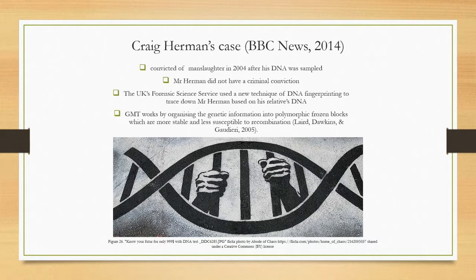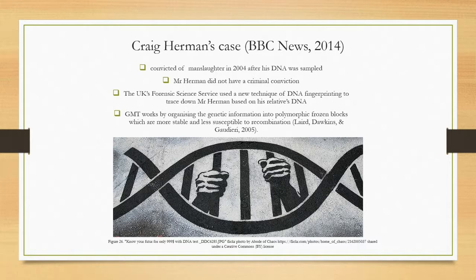Mr. Herman was convicted of manslaughter in 2004 after his DNA was sampled. The blood found on the brick thrown at the victim's car was compared using a national database, and initially no matches were found, as Mr. Herman did not have a criminal conviction. But one of his relatives did, and that's what the UK Forensic Science Service did. They used a new technique of DNA fingerprinting to trace down Mr. Herman based on his relative's DNA.